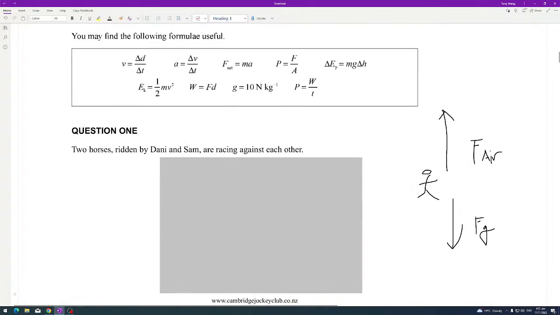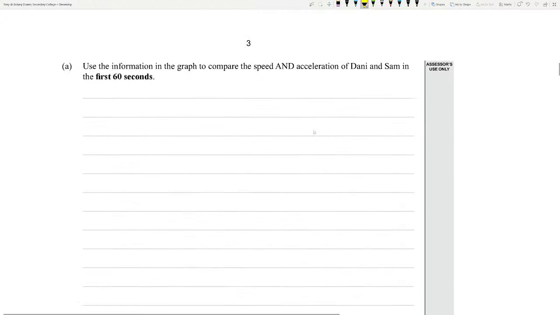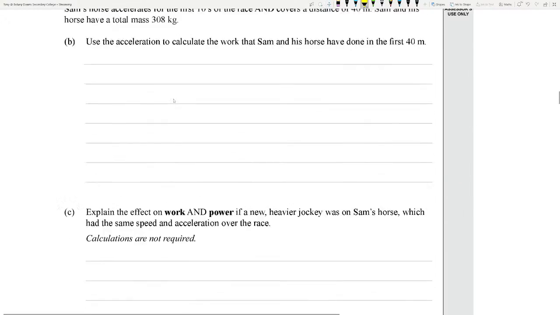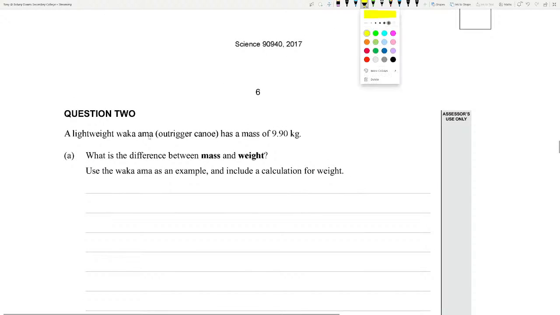All right, so one thing that you guys need to do is to make sure that you know how to use this formula. I marked physics last year, I marked mechanics last year. And I can tell you from the experience that I had last year is that if you just write down the correct formula in your problem, like say when you get a question, for example this, use a waka as an example, include a calculation.